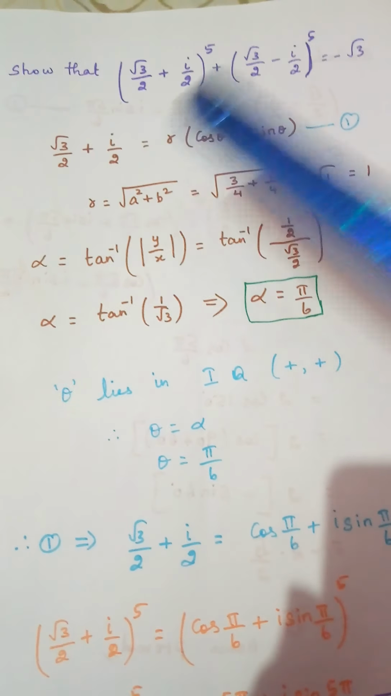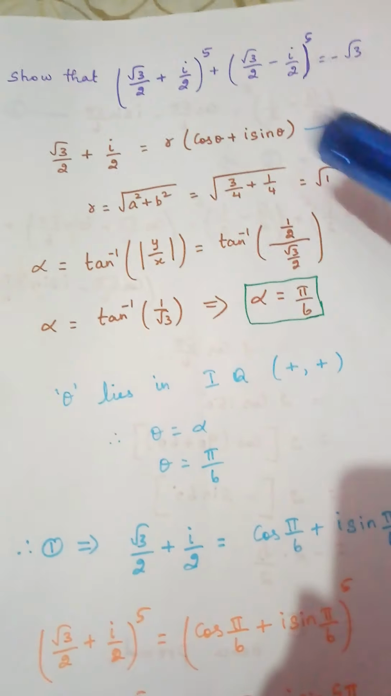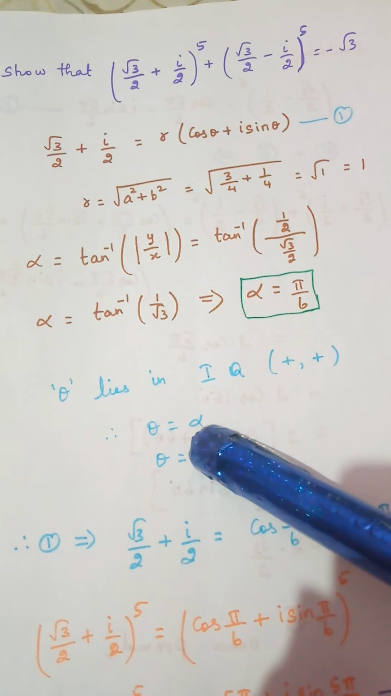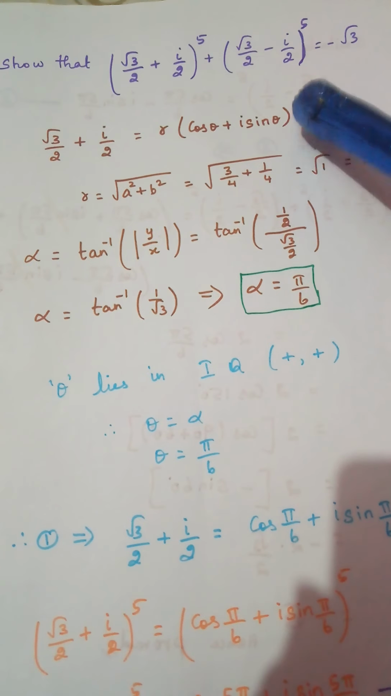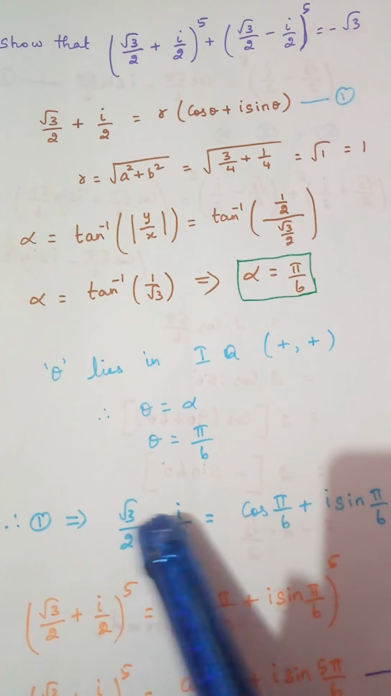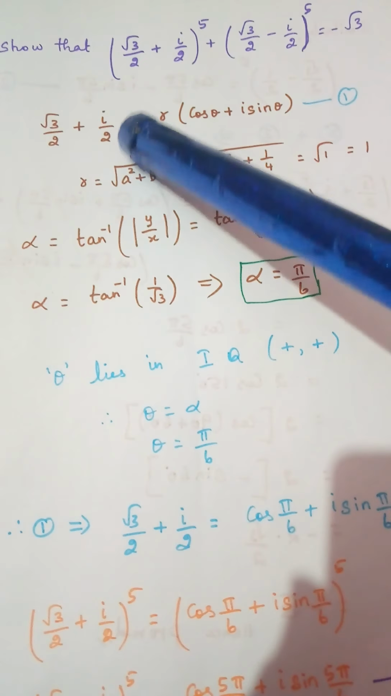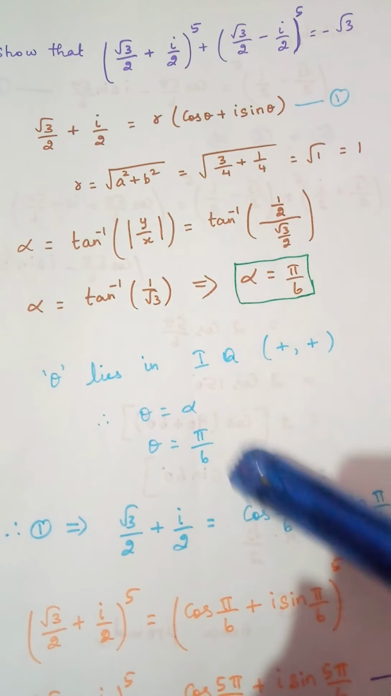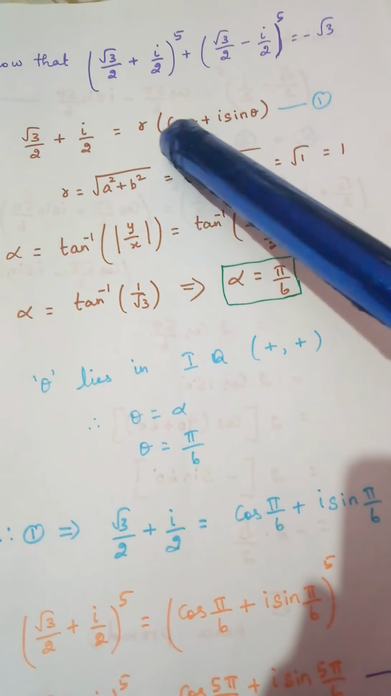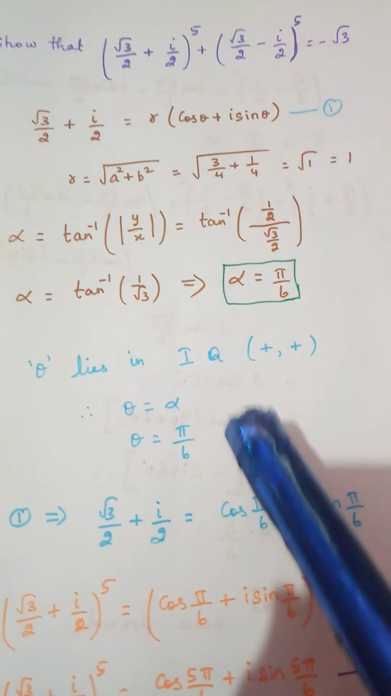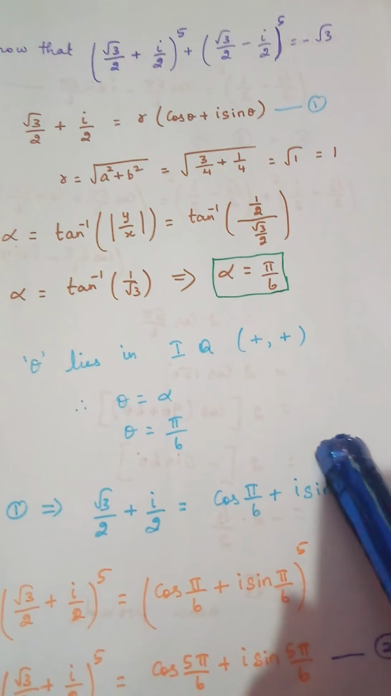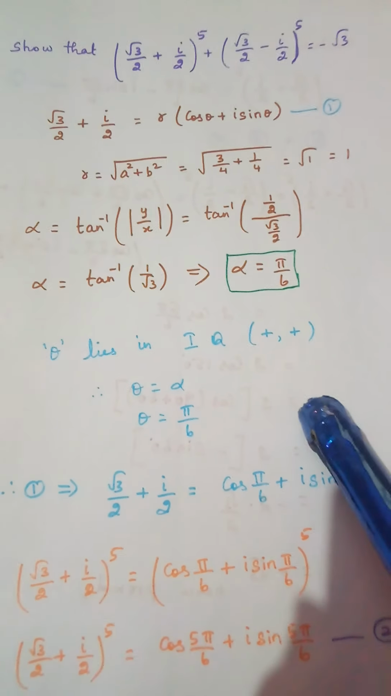Now we know both values: r is equal to 1 and theta is equal to pi by 6. Substitute those two values in equation number 1. So root 3 by 2 plus i by 2 is equal to, in place of r we need not write anything because the r value is 1 only, cos theta plus i sin theta, where theta is pi by 6. So cos pi by 6 plus i sin pi by 6. I think up to this you will understand.